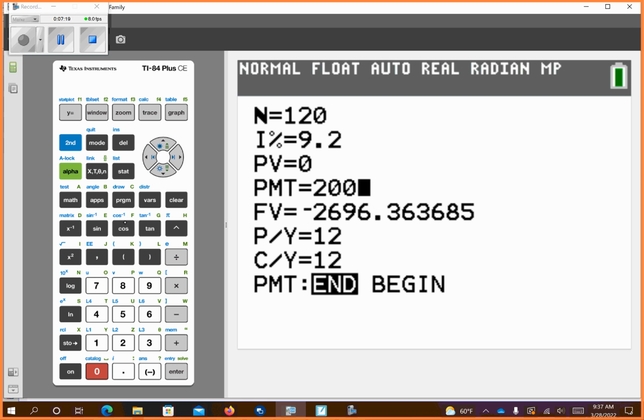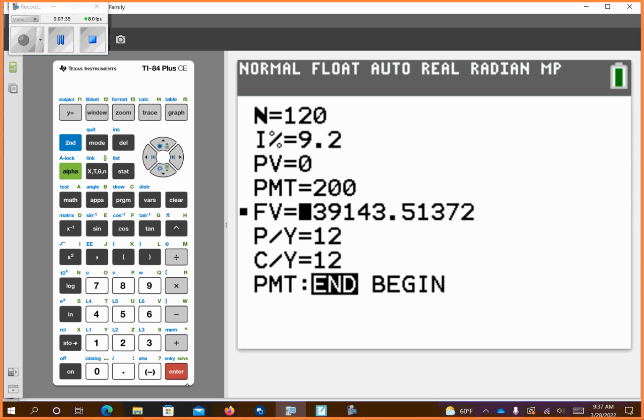Okay, so I'm going to find the future value. P/Y is going to be 12. This is usually always 12. The two last ones are usually 12. Ignore the fact that you have a negative number in there. Don't worry about that. So I'm going to go alpha solve. That's going to tell you that 10 years of time got you $39,143.